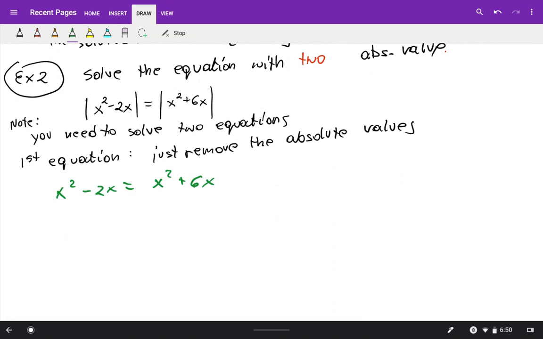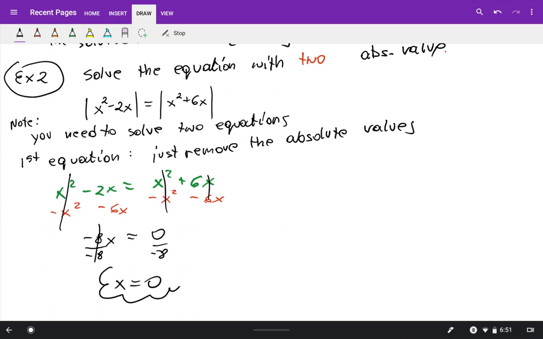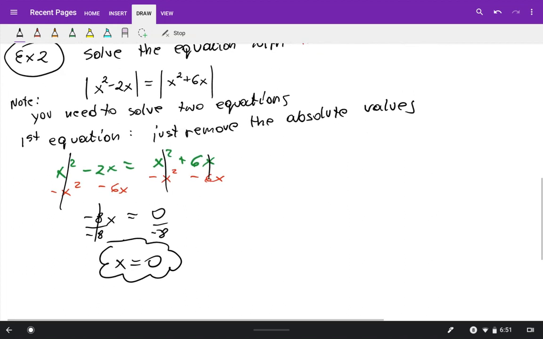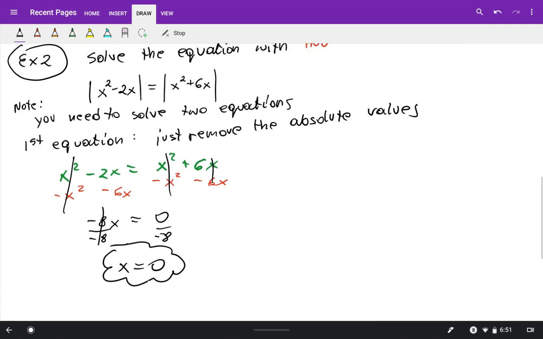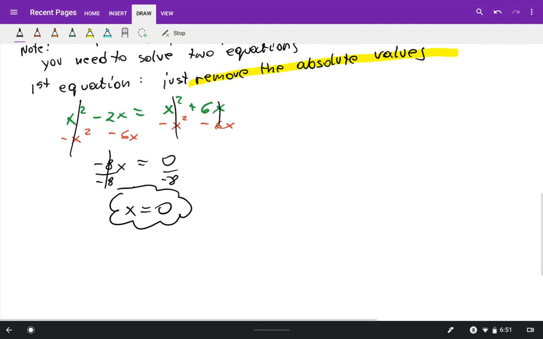Since it's quadratic, we're moving everything to the left side. So I'm subtracting x squared from both sides, and I'm subtracting 6x from both sides just to have a 0 on the right side. So x squared will cancel. Here we end up with negative 8x equals 0. Divide each by negative 8, and we end up with x equals 0. So that will be the first solution. Okay. Now, the first equation, what we did, just remove the absolute value. Now, the second equation.